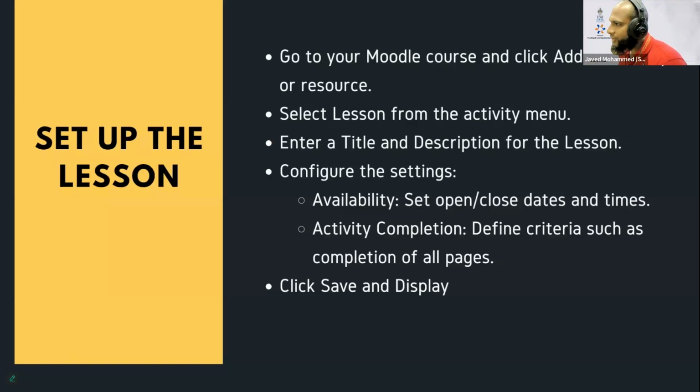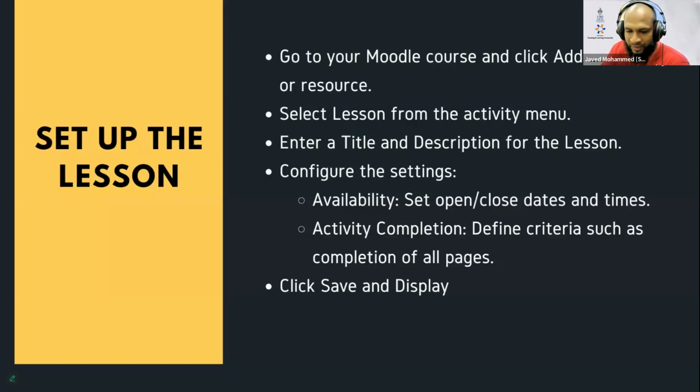So you're going to go to the course, and of course, before we select the lesson activity, you've got to turn that famous button on, turn edit on, that's located at the top right. And once you do that, you'll be presented with a different view where you can add an activity or resource. From that link, you will be taken to the activity picker where you will select lesson.